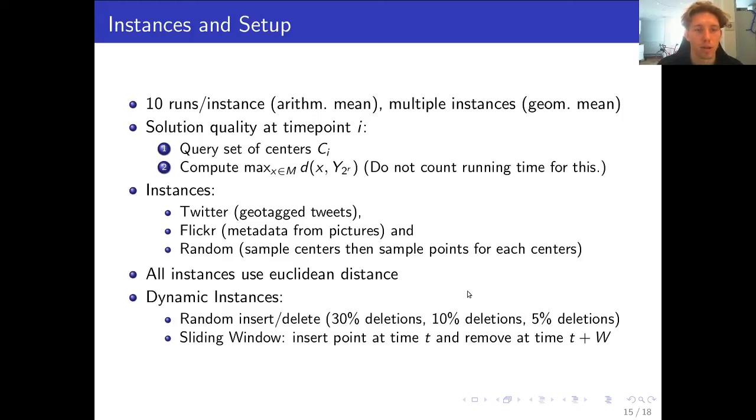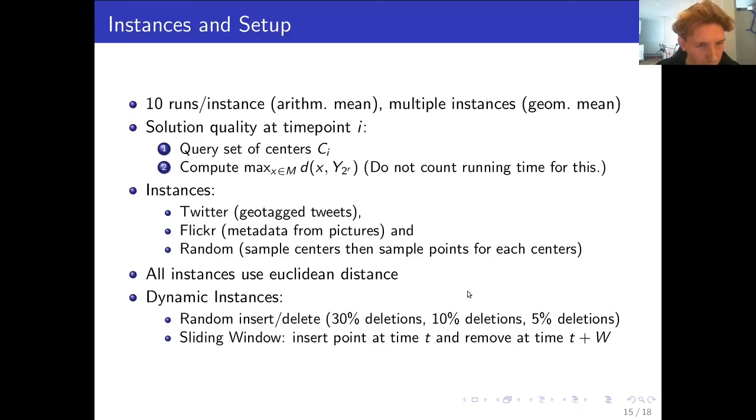So how do we do the experiment? We do 10 runs per instance, and for each of them use the arithmetic mean, and for multiple instances to weigh them correctly, we use the geometric mean. When we measure solution quality at some time point, we query the set of centers Ci. This we count for the running time. Then we compute the objective function, so we really compute the k-center value, the maximum, but we do not count the running time for this because it's the same for both algorithms, and you wouldn't do this in practice.